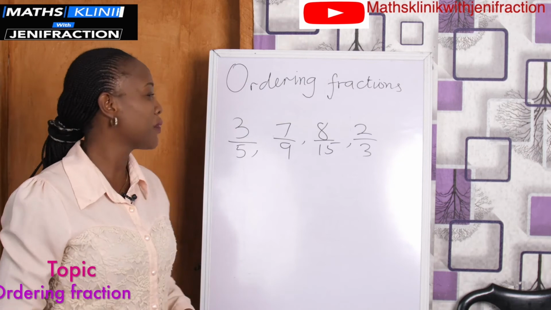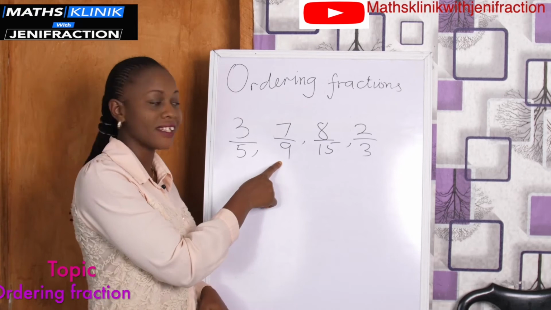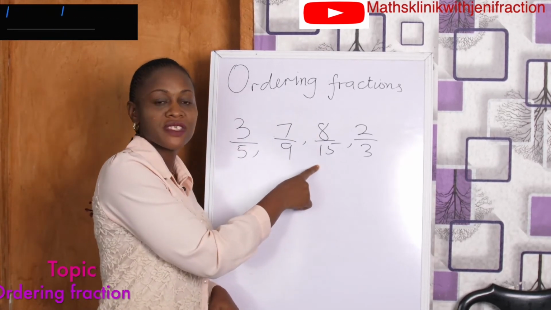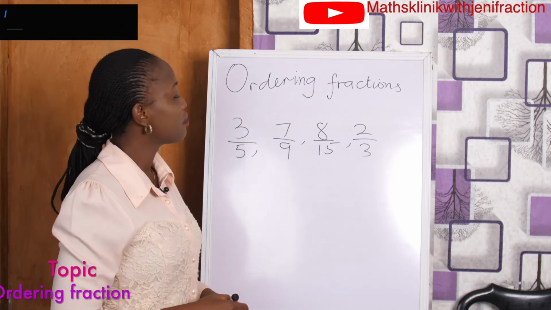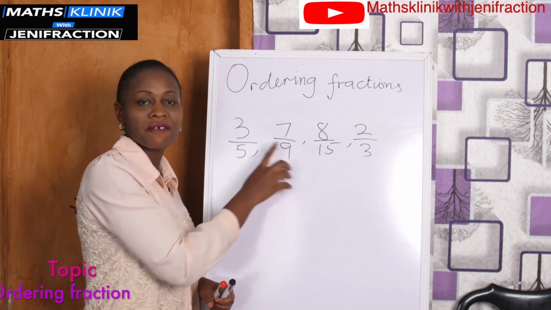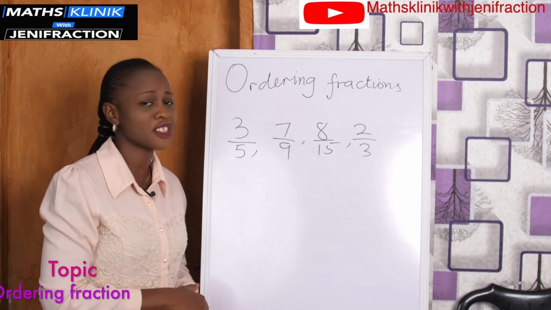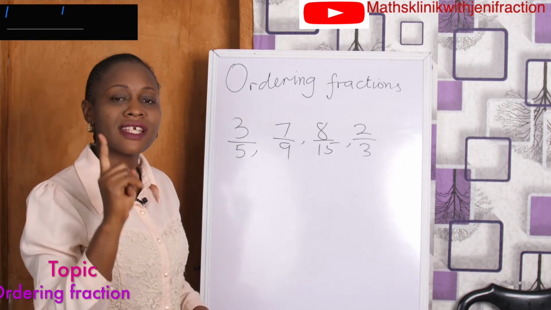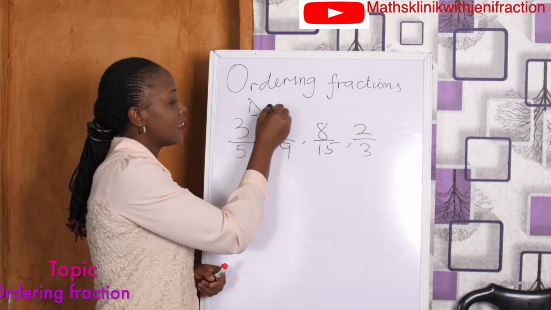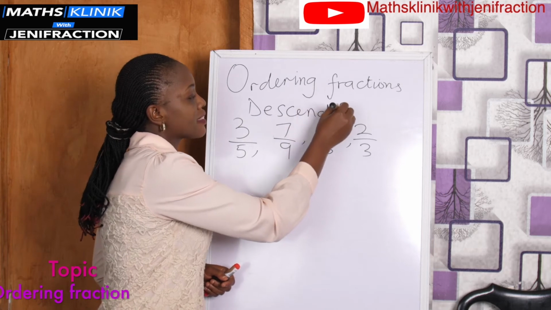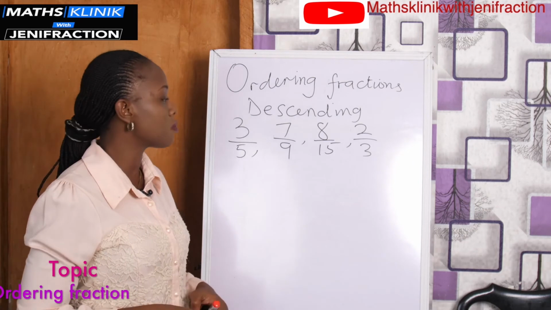Let's take another example. I have 3 over 5, 7 over 9, 8 over 15, and 2 over 3. Do we still remember our steps? Remember I said don't just pick fractions and say, 2 over 3 is small, so 2 over 3 is the smallest. No, you have to follow the steps. This time around, we are arranging in descending order. And remember I said descending is from the biggest down to the smallest.